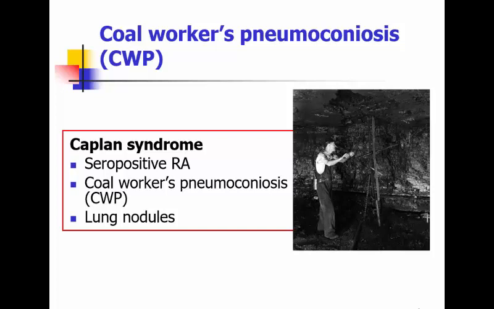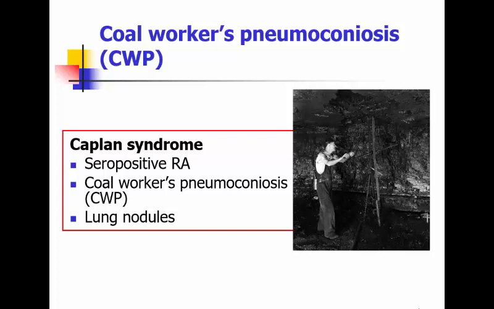What do you mean by Caplan syndrome? We always put this criteria here: seropositive rheumatoid arthritis, coal worker pneumoconiosis, and lung nodules. Which one is causing the other? Does the exposure to the coal cause rheumatoid arthritis, or rheumatoid arthritis cause it? No. Caplan syndrome is this. It happened that the patient has rheumatoid arthritis. He is a rheumatoid arthritis patient.